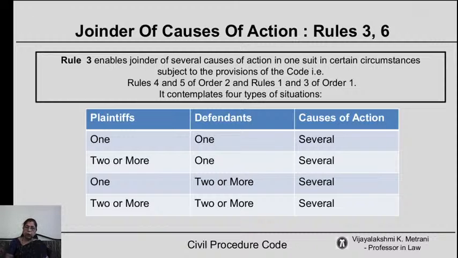First is one plaintiff, one defendant, and there are several causes of action.